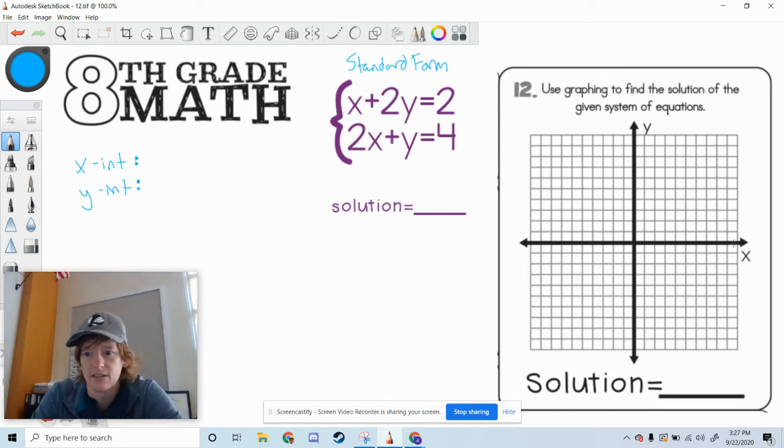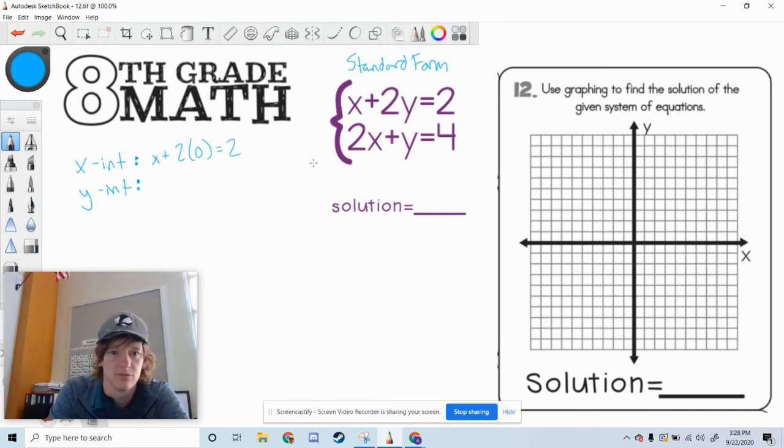So for our x-intercept, we need to plug in, well, let's think about it. If our line is going to cross this x-axis, at what point does it do it? Well, the y value should be not positive, not negative. Your y value should be 0. So our x-intercept is going to be at x plus 2 times 0 equals 2. So you should notice that 2 times 0 is nothing, and our x-intercept is at 2.